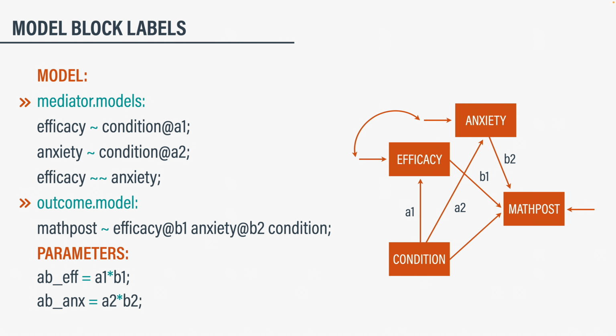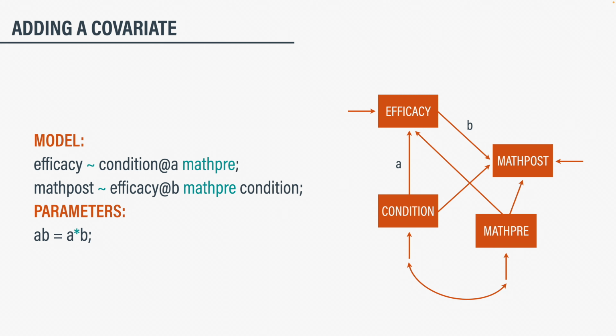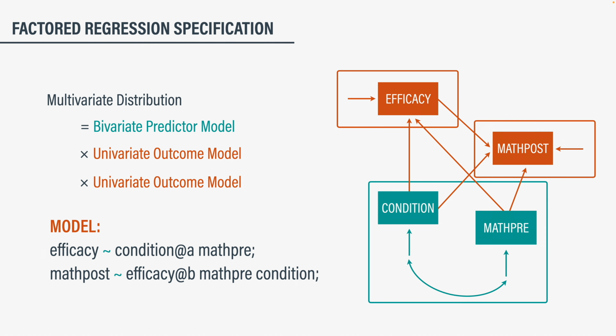This is totally optional, of course, but this helps you arrange the output in a way that makes sense to you. Now let's go back to that single mediator model, and I want to show how to add a covariate and then also an interaction effect. In this model, I'm adding math pretest scores as a covariate in both the self-efficacy model and the math post-test model. I want to again highlight the underlying factored regression specification.